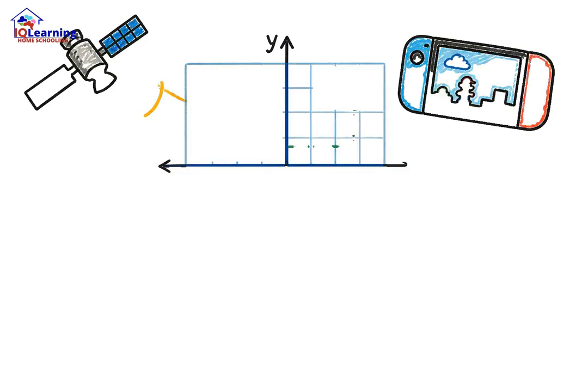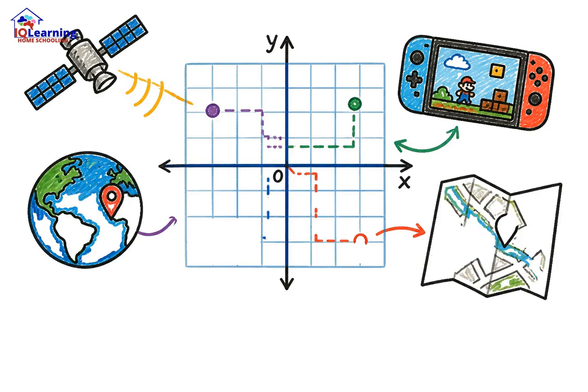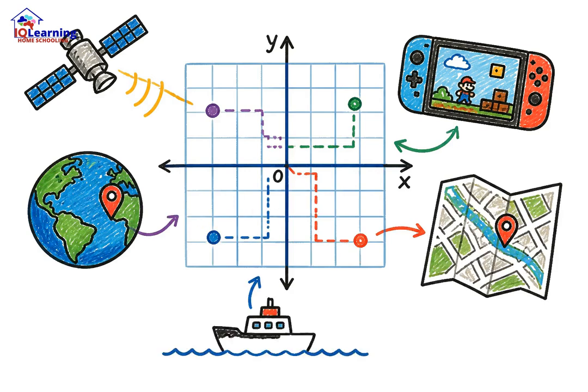From GPS satellites to video games, this simple grid is the language we use to describe and navigate space. It's not just a grid, it's a map of mathematical possibilities.